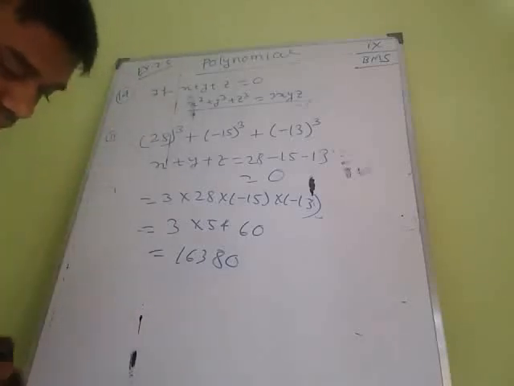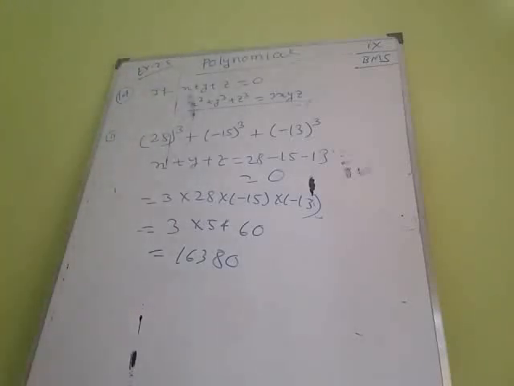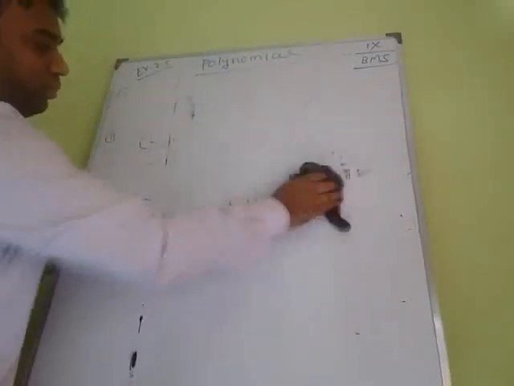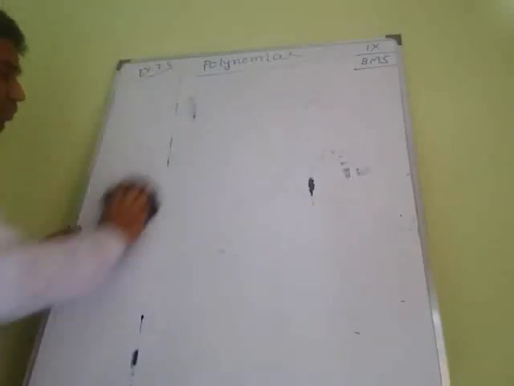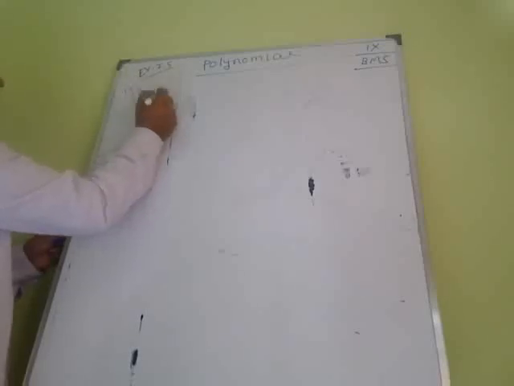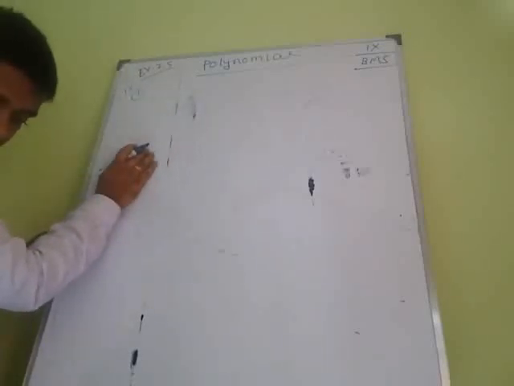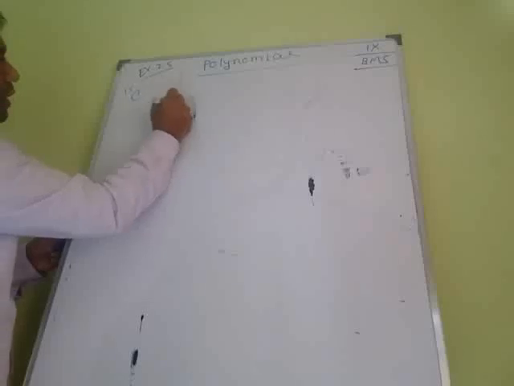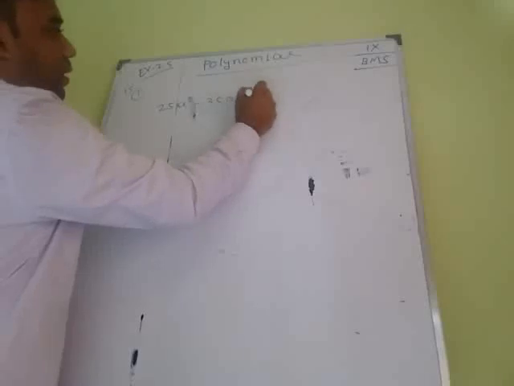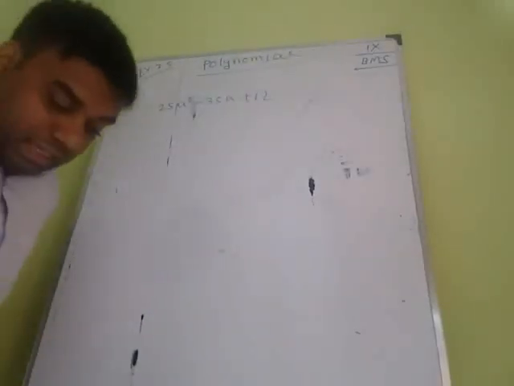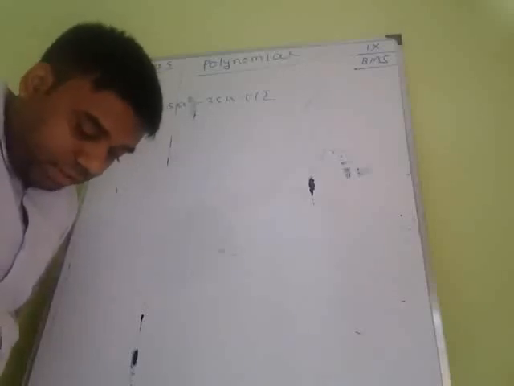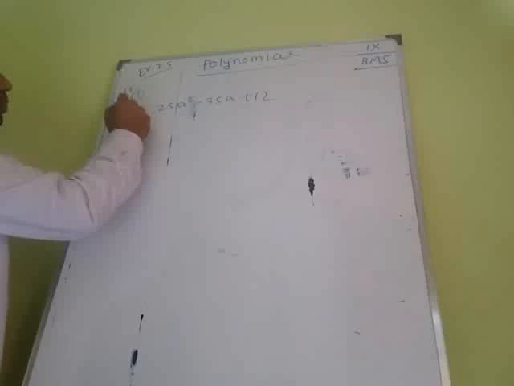Now moving on, question number 15, part 1. 25a square minus 35a plus 12. The question is, give possible expression for length and breadth in each of the following rectangles if its area is given. So area equal to this.